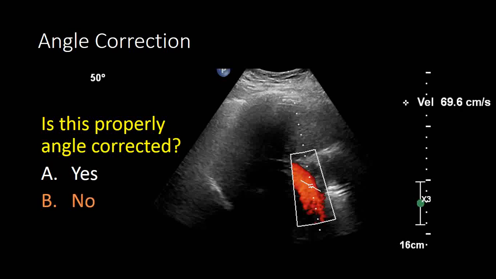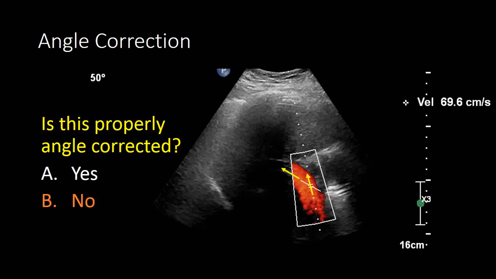So this is not properly angle corrected, and I'll explain why. The flow of blood that we are interested in angle correcting for is the blood flowing through our gate, not the general direction of blood flow within the vessel in our field of view. And in this case, our small gate is located in a part of the portal vein where the blood flow is more aligned with our arrow than is aligned with our angle correction indicator.